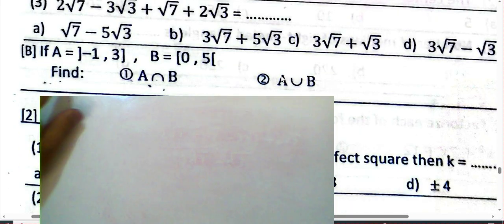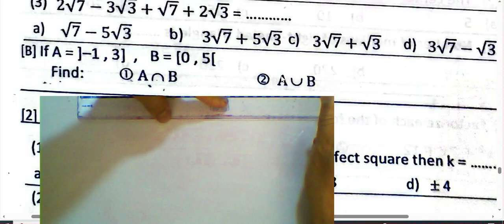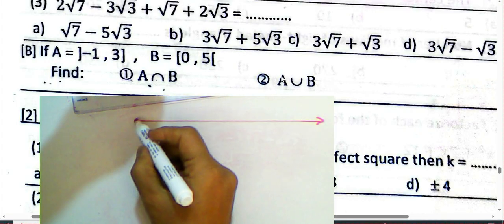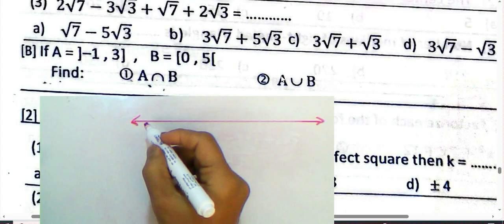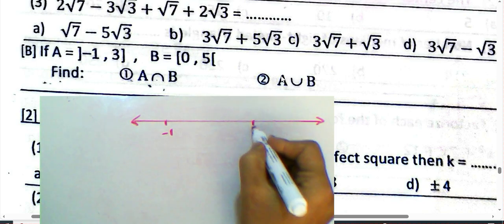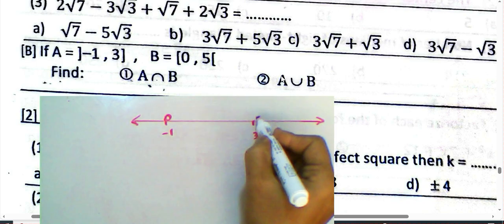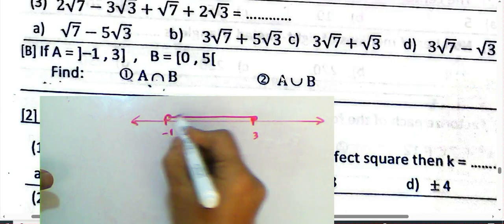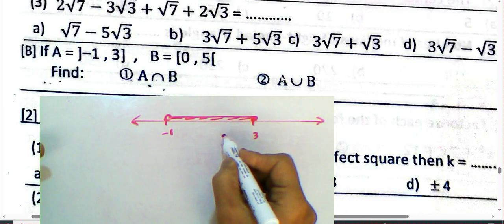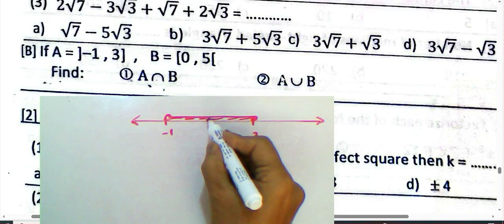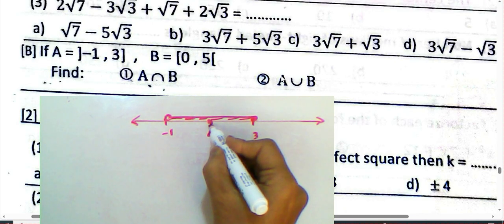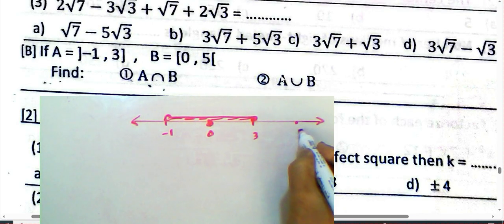Letter B now, find the intersection and union between two intervals. First step, we can draw a number line and represent the two intervals, okay? The first interval is from negative 1 to 3. Negative 1 is open and 3 is closed. And the second is from 0 to 5. 0 is open or closed, and 5 is open.